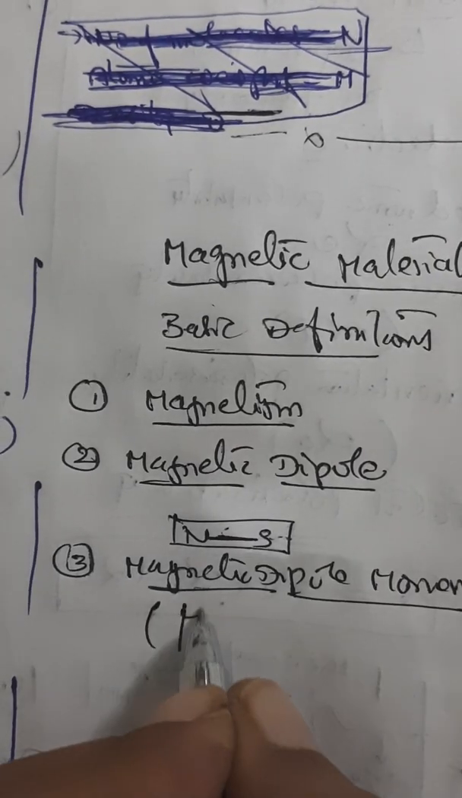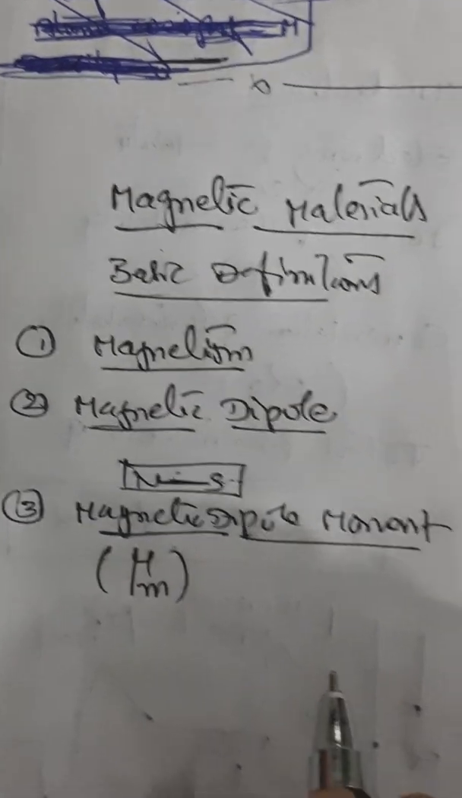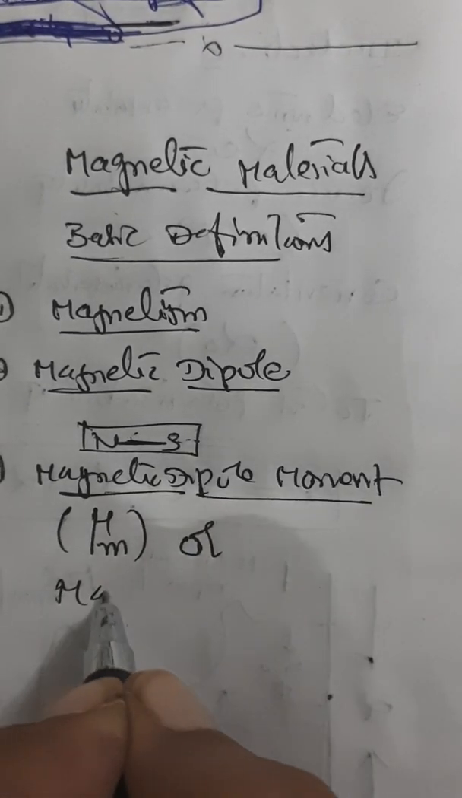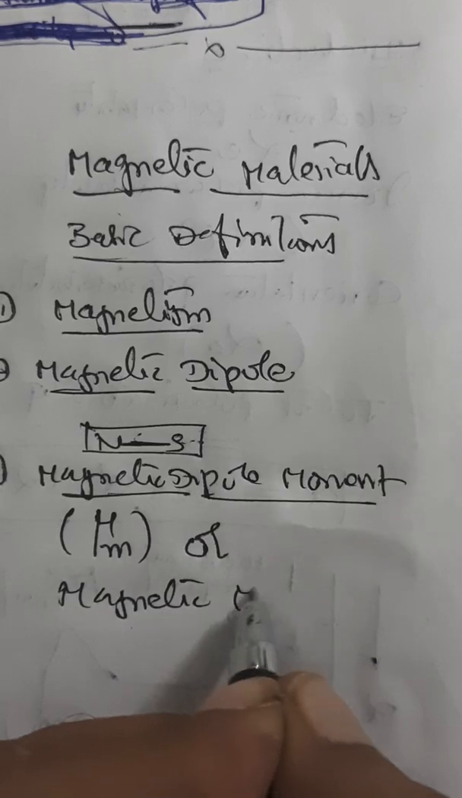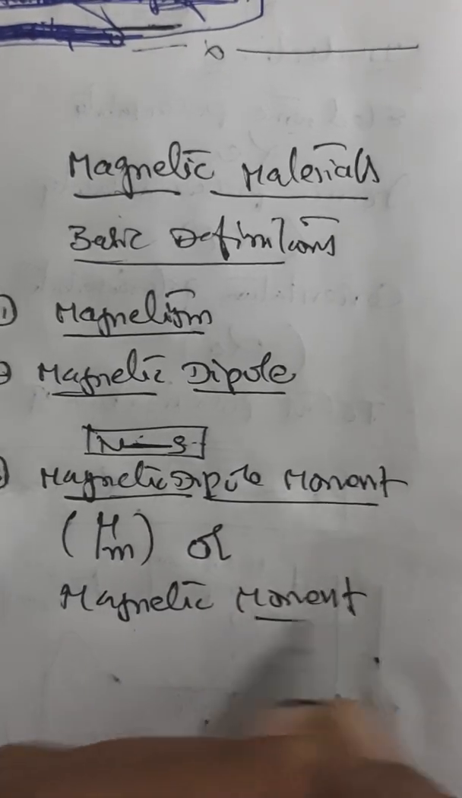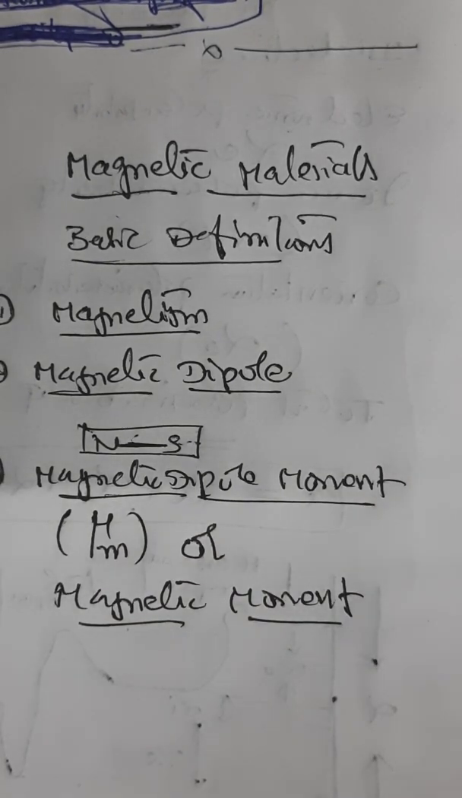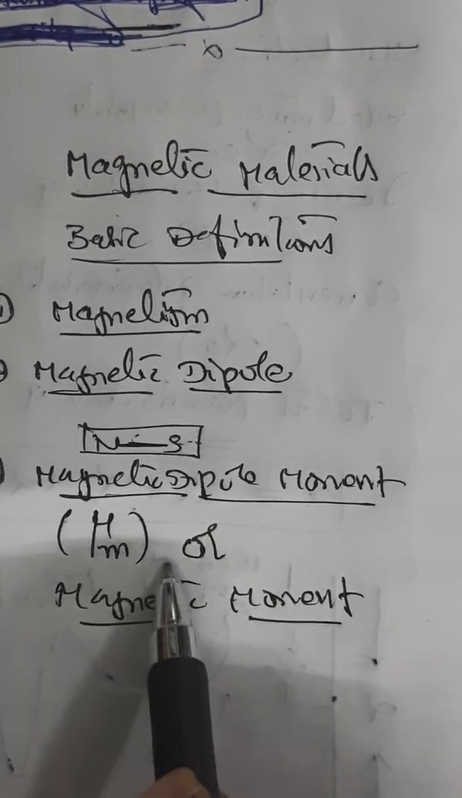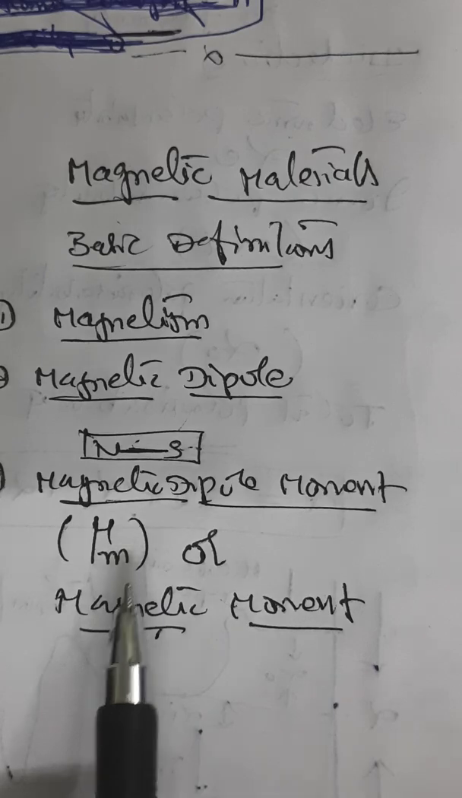Represented by mu m. Magnetic dipole moment is also known simply as magnetic moment. The alias name for magnetic dipole moment is magnetic moment. Magnetic moment and magnetic dipole moment are both the same. Whenever you have a magnetic dipole, you will have a magnetic moment.